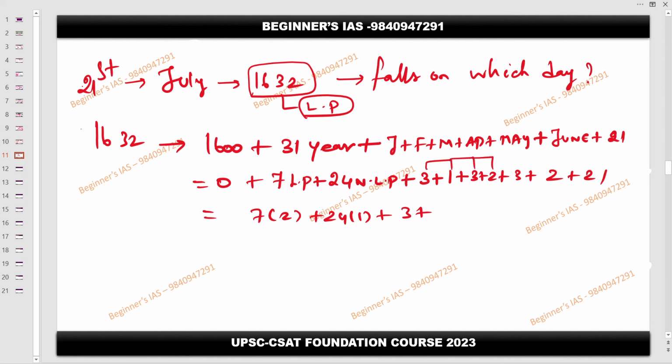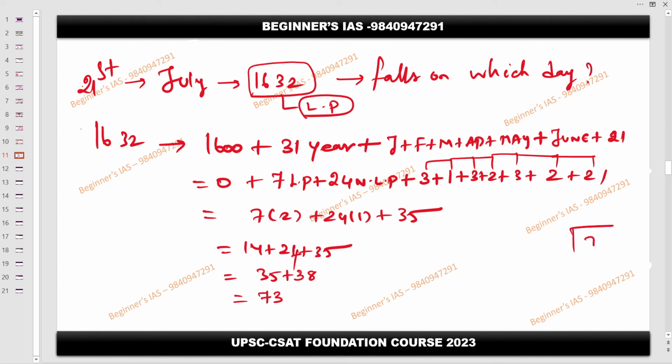7, 9, 12, 14, 35. Right, so this is 35. So here 14 plus 21 plus 35, therefore 35 plus 35. Am I getting it wrong? 73. Where have I made a mistake? 24 into 1, 21 here. 24, fine. Then 35, then 38.